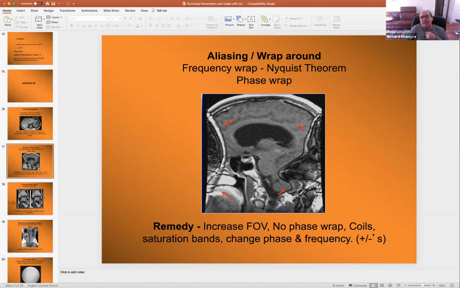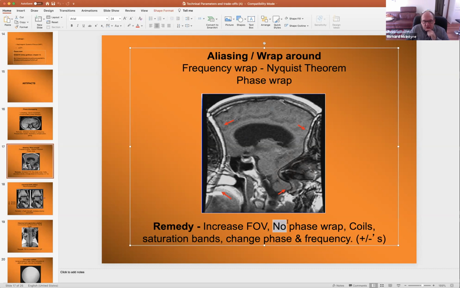So the machine says, okay, well, that signal we acquired from the head coil must be situated on the occipital lobe, or around this area. So the same thing, we can change phase and frequency.